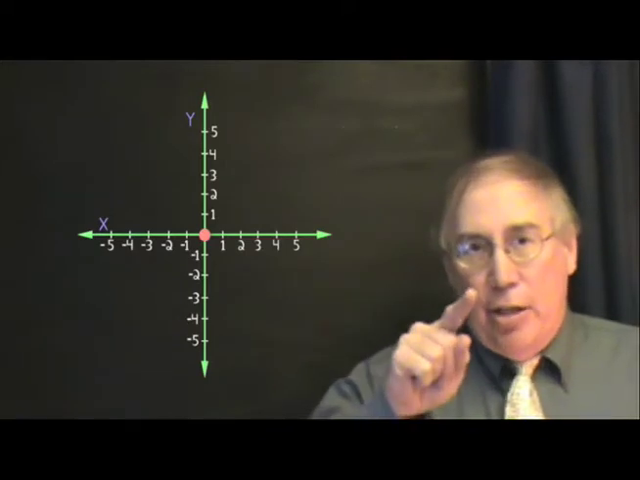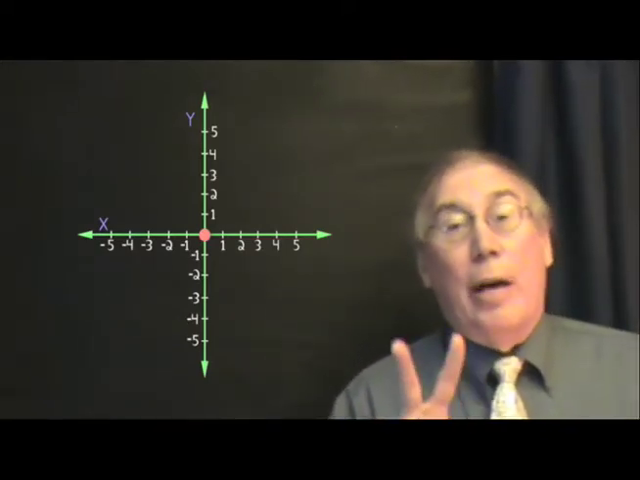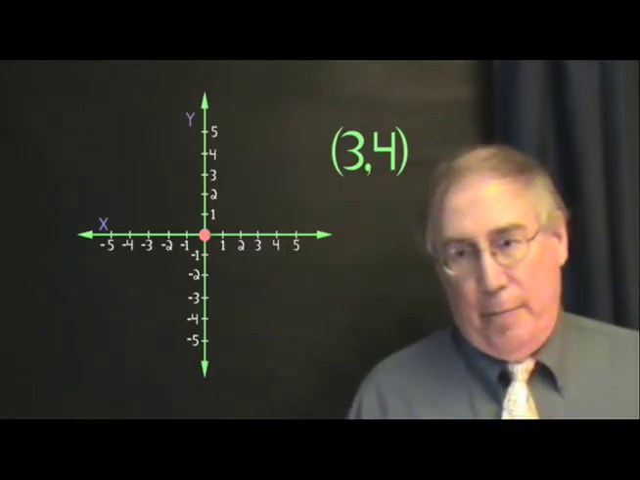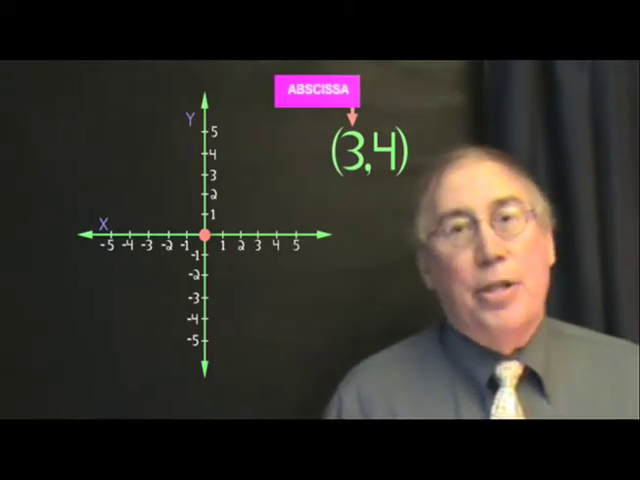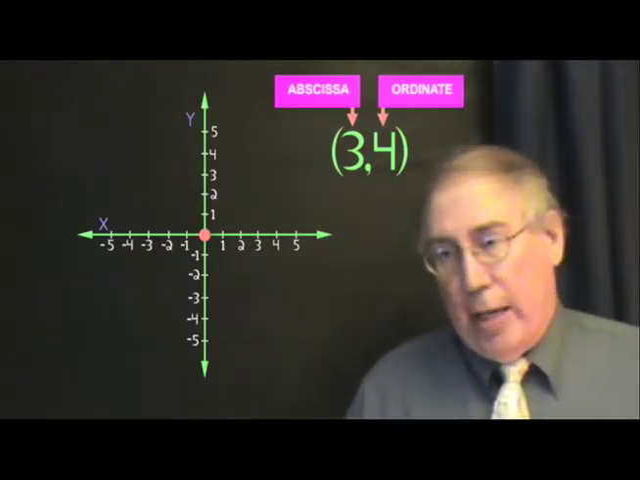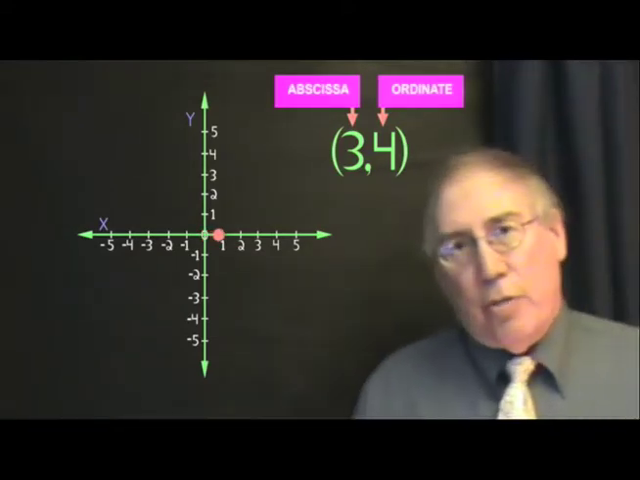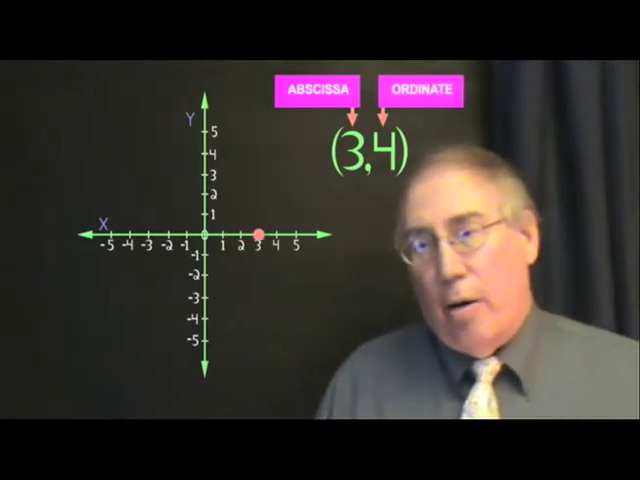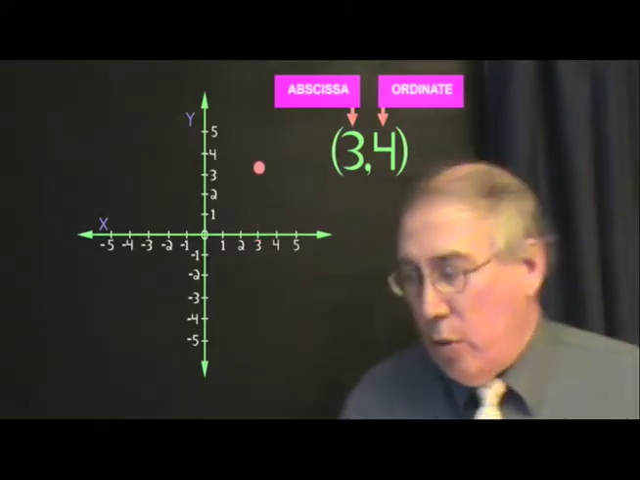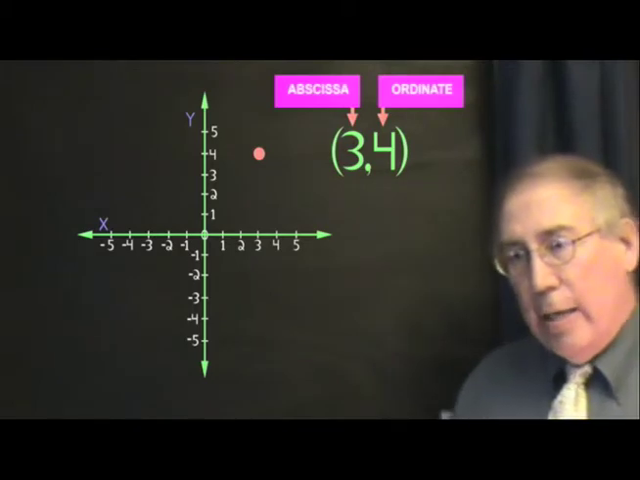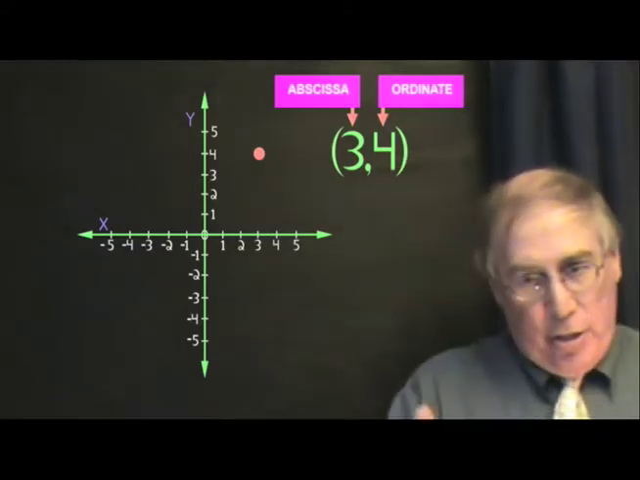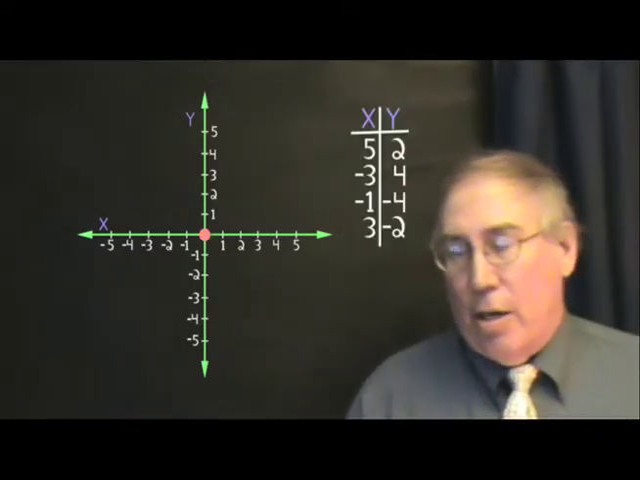Now, instead of having just one number to graph with, we will have 2 numbers. And these 2 numbers make what's called an ordered pair. The first number is called the abscissa, and it tells how far right or left we go from 0 on the x-axis. And the second number tells us how far up or down we go from 0 on the y-axis, and it's called the ordinate. So let's graph this point. We go 3 to the right in a positive direction and 4 up in a positive direction. Things that are to the left of 0 and down are negative numbers.